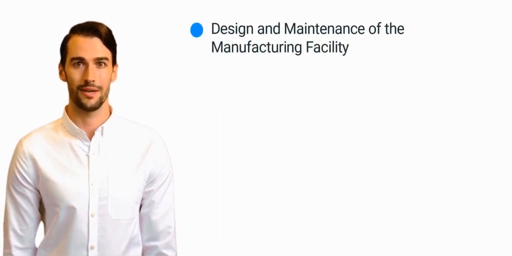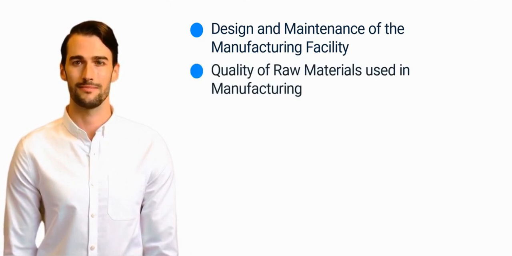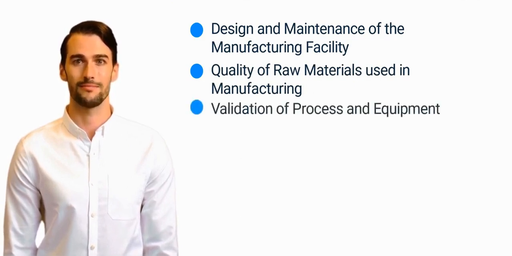Now, let us understand the key principles of GMP. First is design and maintenance of the manufacturing facility. Manufacturing facility must be designed to prevent and control the contamination, mix-up of products, and errors in process of manufacturing and handling. Second and most important is quality of raw materials used in manufacturing. Raw materials are the key ingredients of pharmaceutical products, and these must be tested for quality before these are used in production.